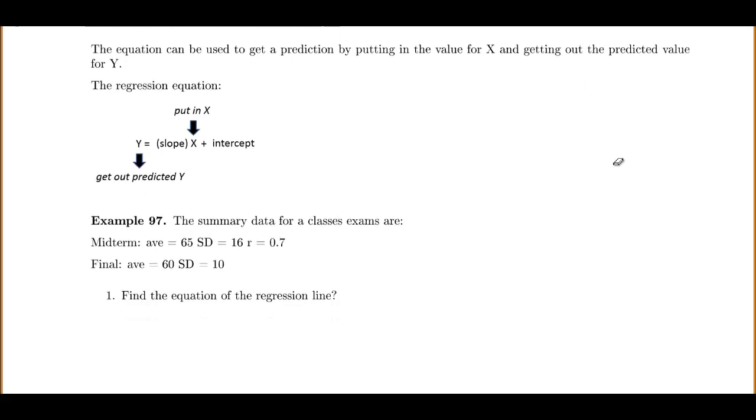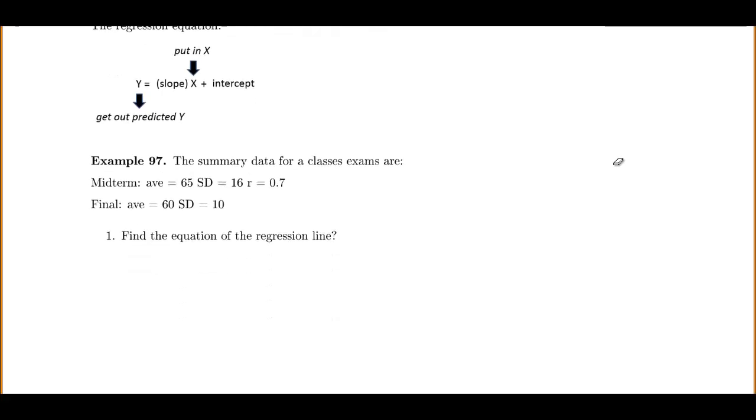So let's try this. We have the summary data for a class's exams, so you have your midterm and final, and you have the average and standard deviation for each, and then the correlation. So number 1, find the equation of the regression line. First we need to find our slope. Again, slope is r times the standard deviation of y over the standard deviation of x.